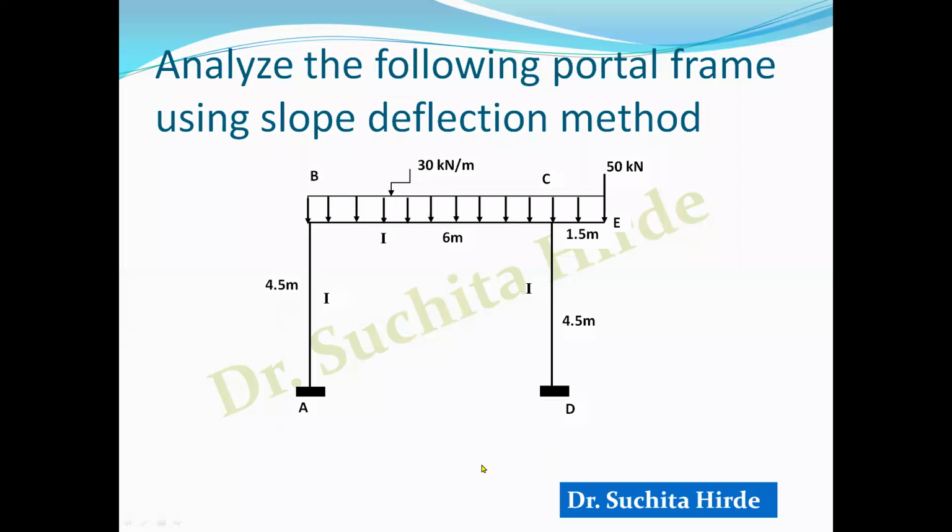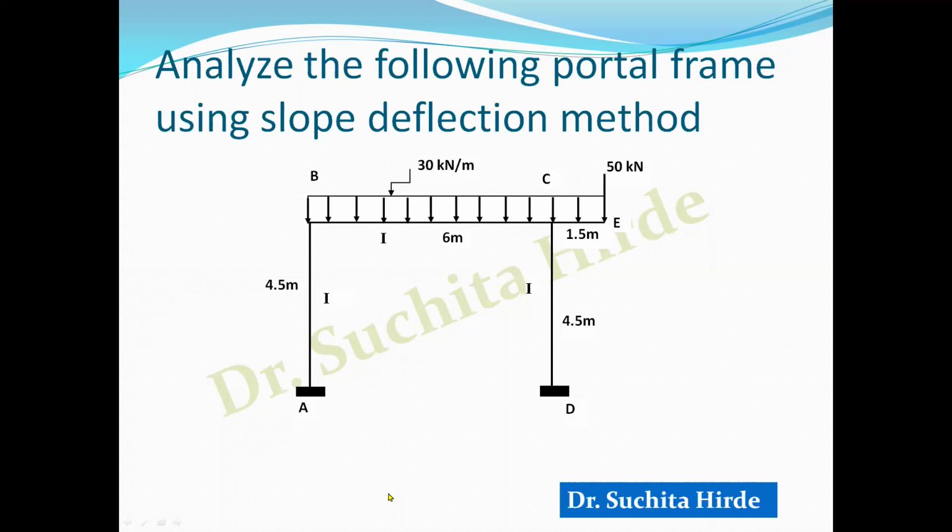Let us consider this frame. You can observe here moment of inertia of column and beam is same. Height of column is also same. Support condition is also same. But loading on the beam is unsymmetrical. That means if you draw an axis of symmetry from this portal frame, then it is not a mirror image on other side. So such frame is called as unsymmetrical portal frame.